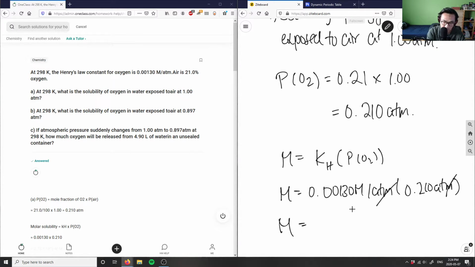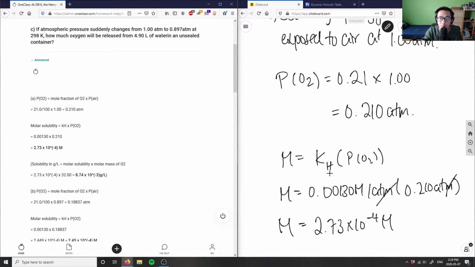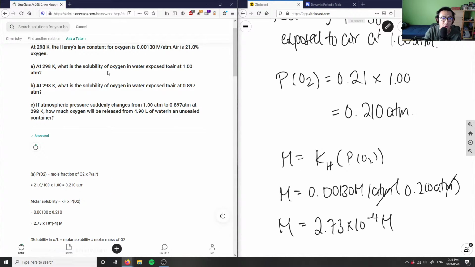So 0.00130 times 0.21 will give us a value of 2.73 times 10 to the negative 4 molarity. And this is going to be the molar solubility of oxygen in water exposed to air at 1 atm.